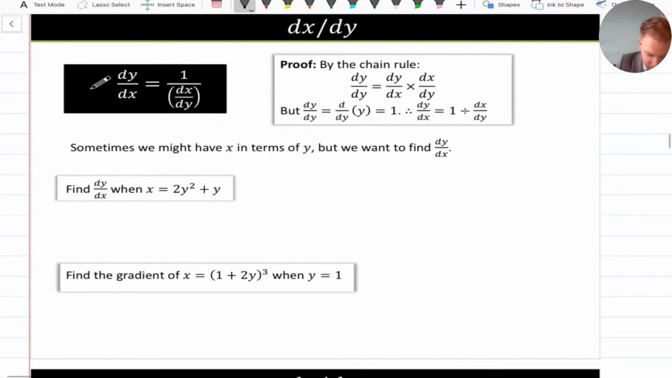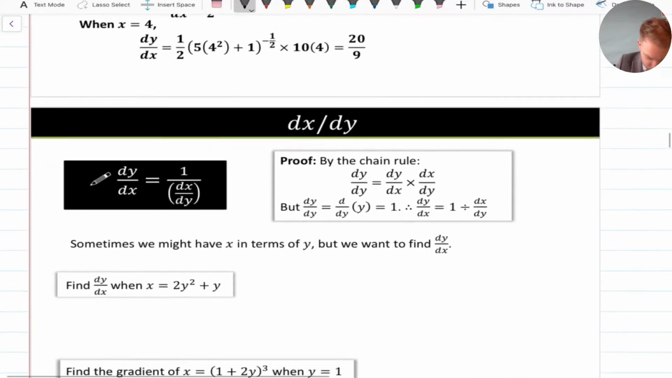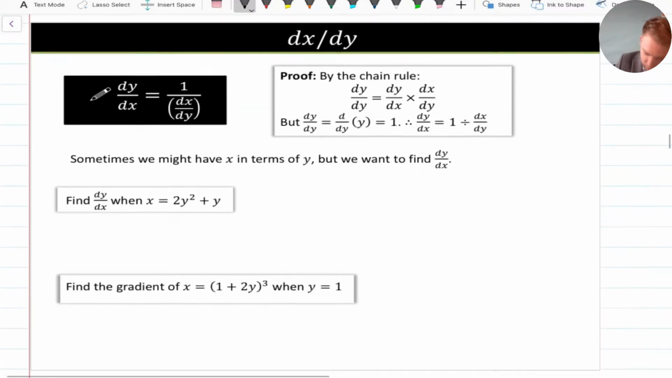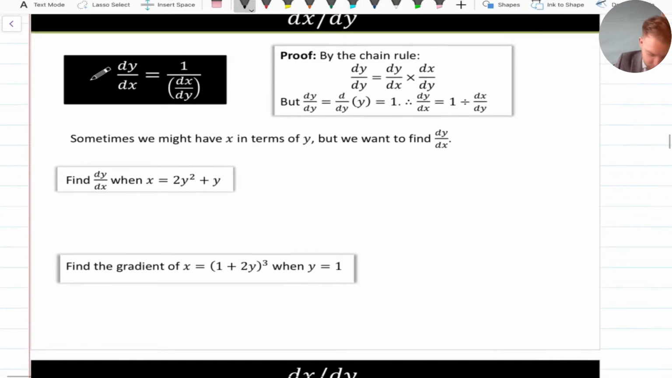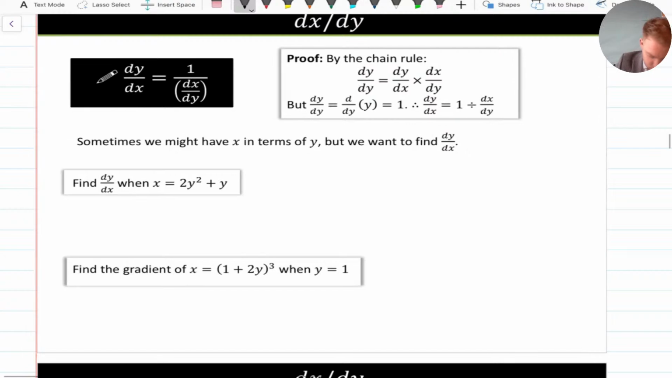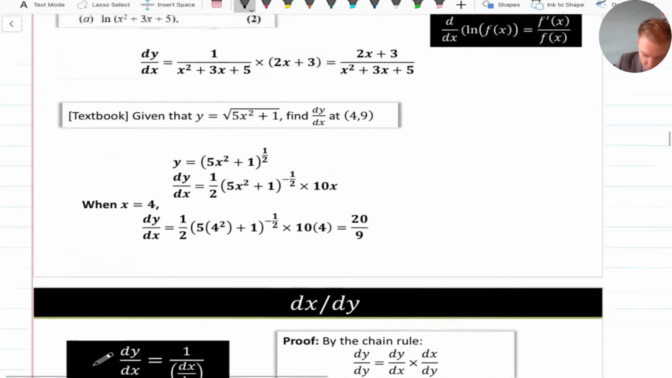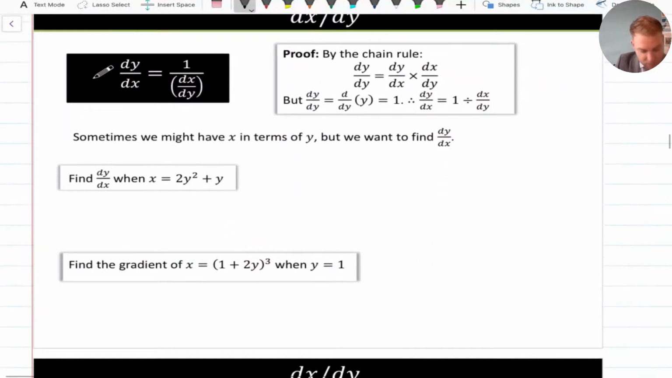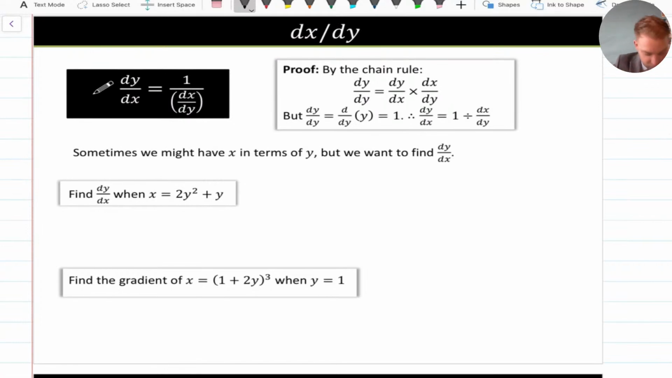So we've had a look at the chain rule. So we're going to look now at differentiating things which are in terms of y. Now, to be honest, it's exactly the same. It's no different. It's just that you need to change things around, okay? So this is important. This is what we need to know.